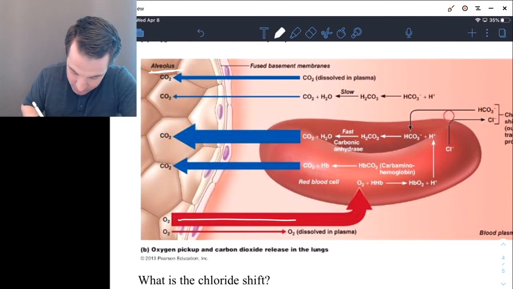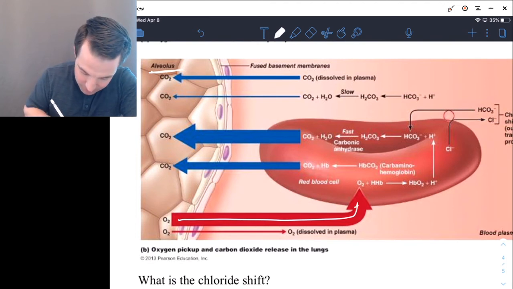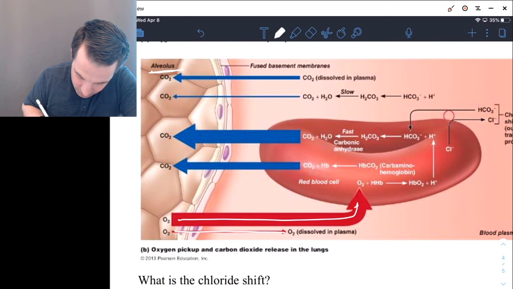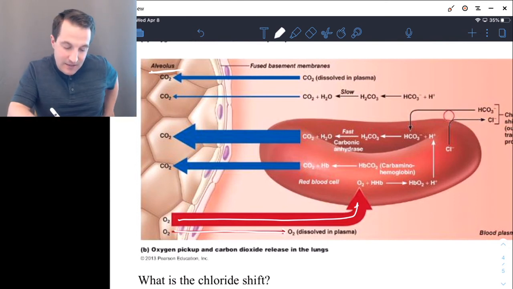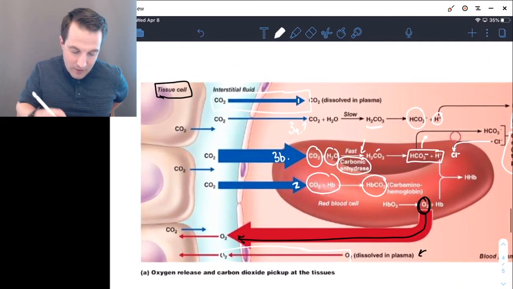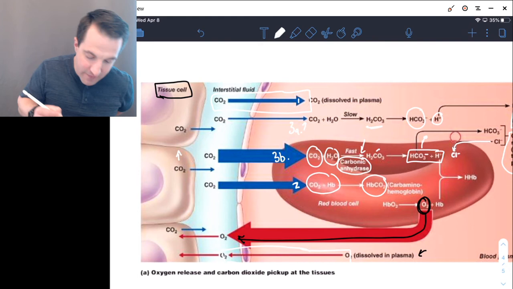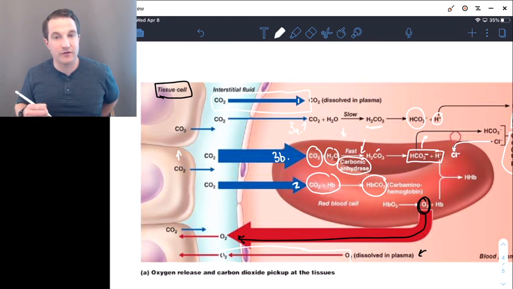So what happens here? Well, just as before, we basically do the opposite. We're going to move that oxygen back on to the hemoglobin. We're going to also dissolve a little bit more oxygen here. At this point, because of the CO2 concentration, okay, let's think about this. CO2 concentration here is very high. CO2 concentration here is very, very low.